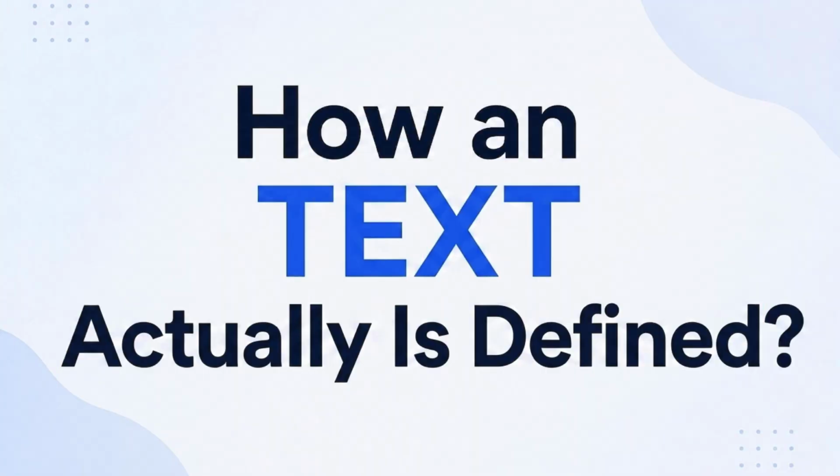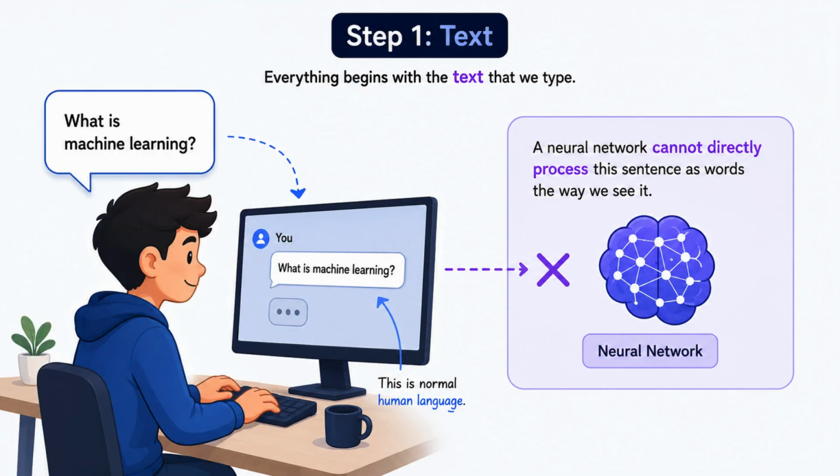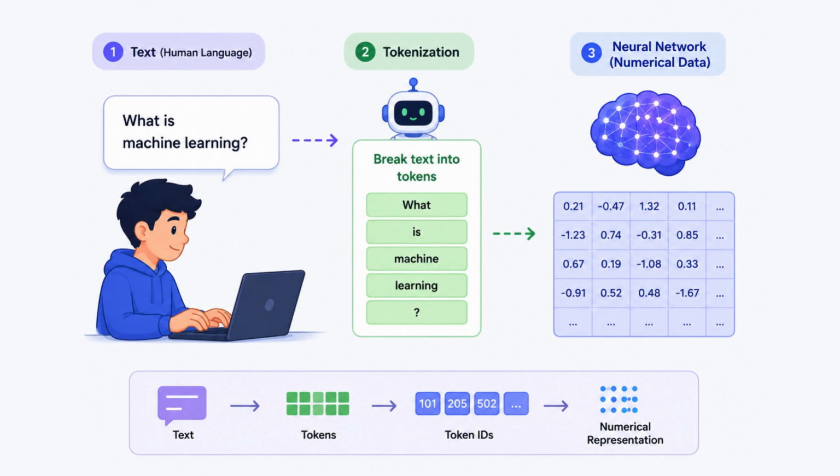Let's start with text because everything begins with what we type. For example, imagine that we ask the LLM, what is machine learning? This is normal human language, but a neural network cannot directly process this sentence as words the way we see it. Neural networks work with numerical data. So the first thing the LLM needs to do is convert our text into a format that the model can process. That's where tokenization comes in.